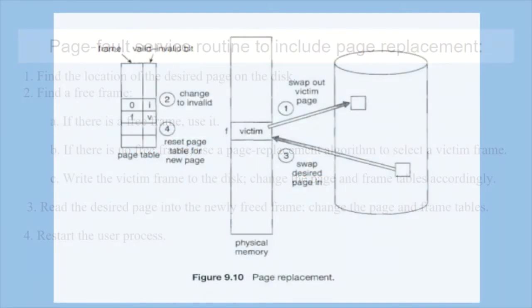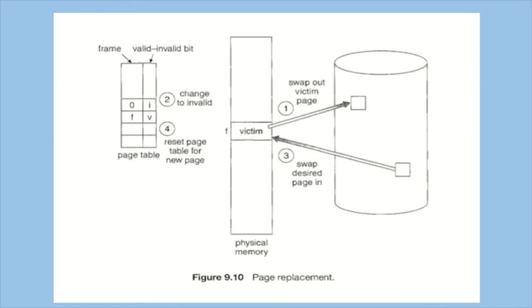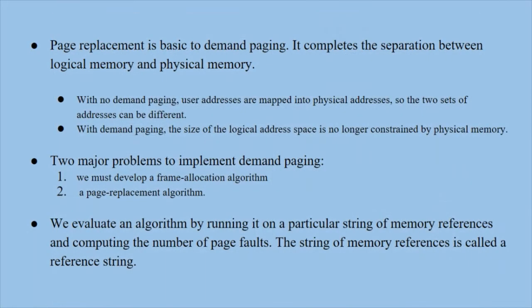So we have a figure here. This is the picture of the steps of the page fault routine. Next, page replacement is the basis of demand paging. It completes the separation between logical memory and physical memory. Without demand paging, user addresses are mapped into physical addresses, so the two sets of addresses can be different. With demand paging, the size of the logical address space is no longer constrained by physical memory.